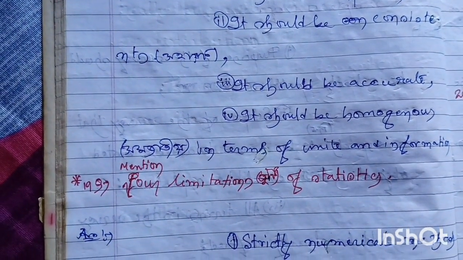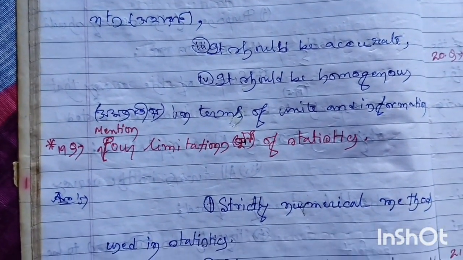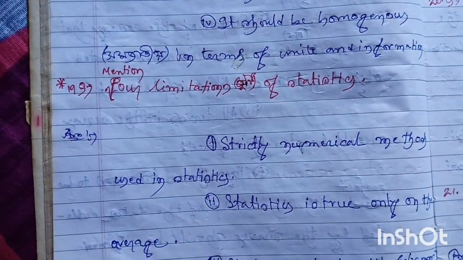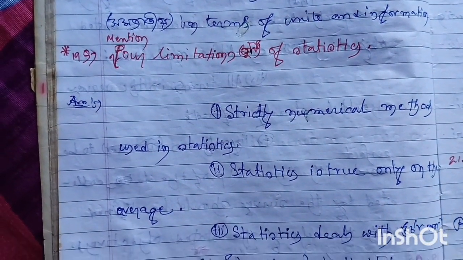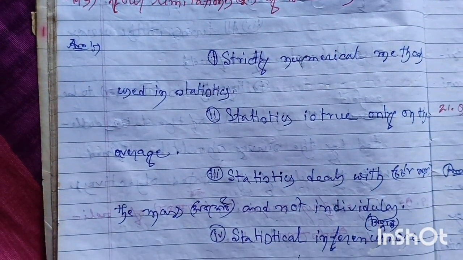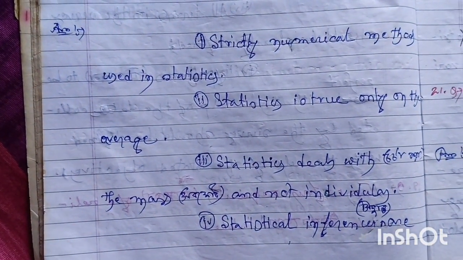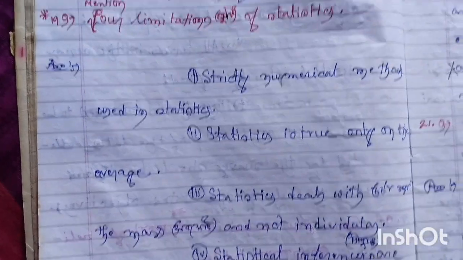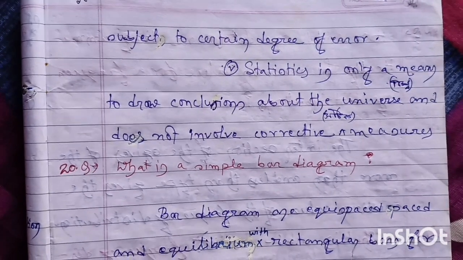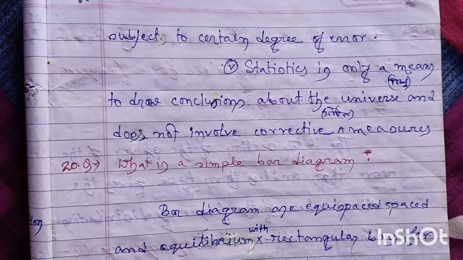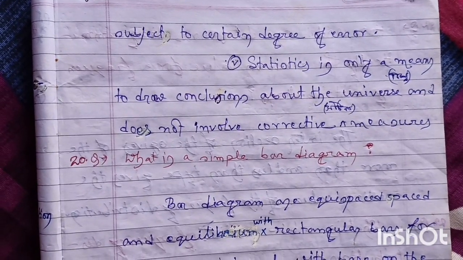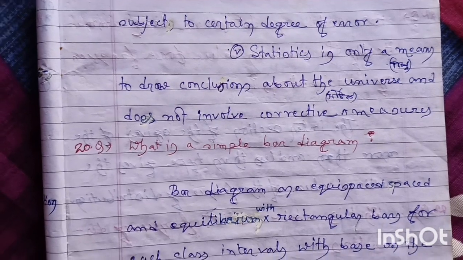Question number 19. Mention four limitations of statistics. Strictly numerical method used in statistics. Number 2. Statistics is true only on the average. Number 3. Statistics deals with the mass and not individuals. Number 4. Statistical inferences are subject to certain degree of error. Number 5. Statistics is only a means to draw conclusions about the universe and does not involve corrective measures.